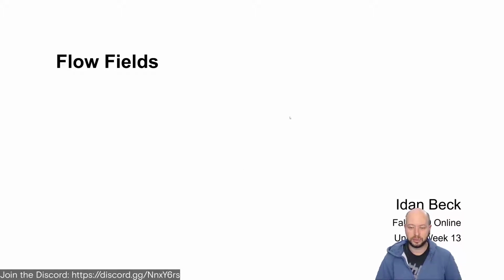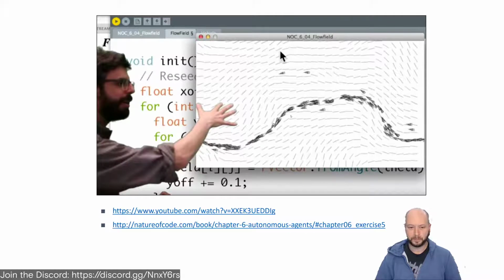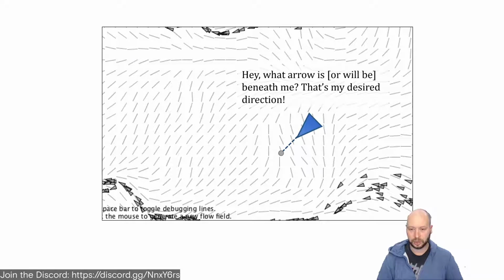So let's dive into it and talk a little bit about it. Here are a couple of resources. There's a YouTube link that talks a little bit about flow fields, as well as the book chapter out of Nature of Code, which I encourage you all to check out. So ultimately, an agent in a flow field.